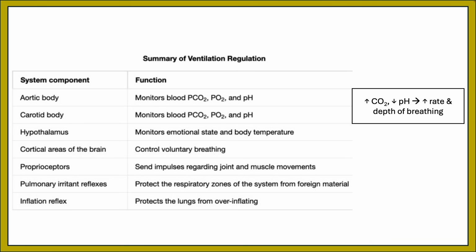Overall, what we're going to see as far as regulation, these being a very important systematic component, is that increasing CO2 and decreasing the pH, which are going to happen usually simultaneously, are together going to work to increase the rate and the depth of breathing, where if you have less CO2 and more pH, the opposite occurs. So keep in mind that this right here is what your body is primarily monitoring that's going to affect your immediate rates of breathing.